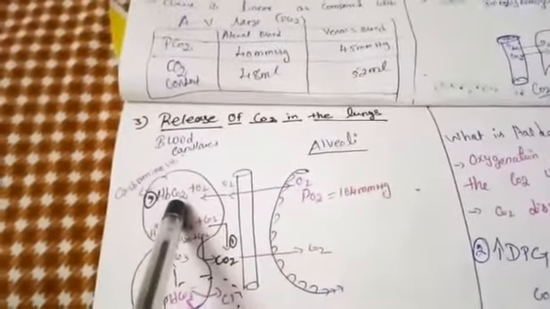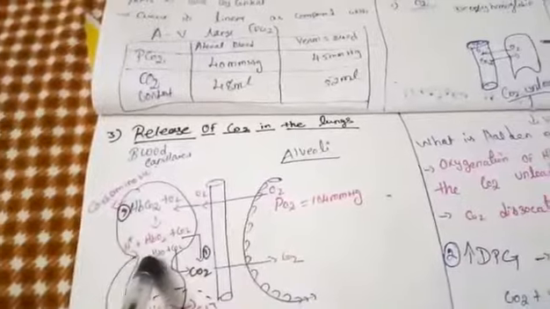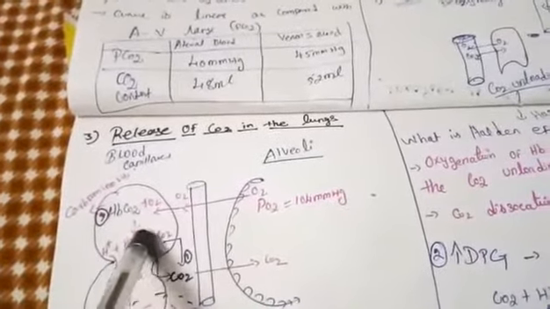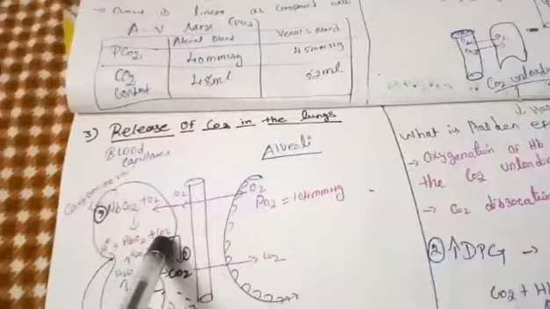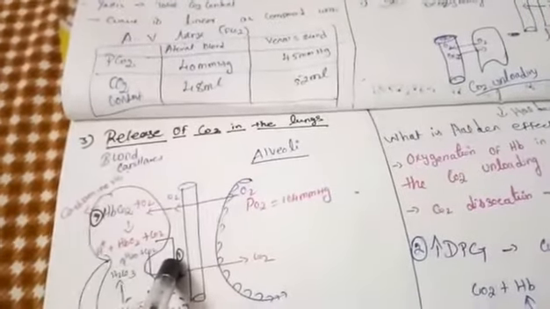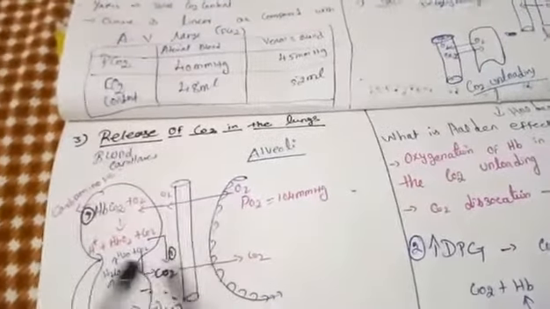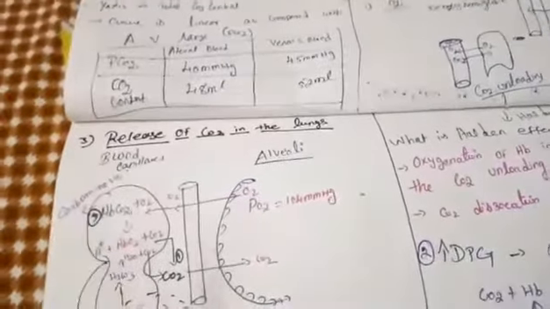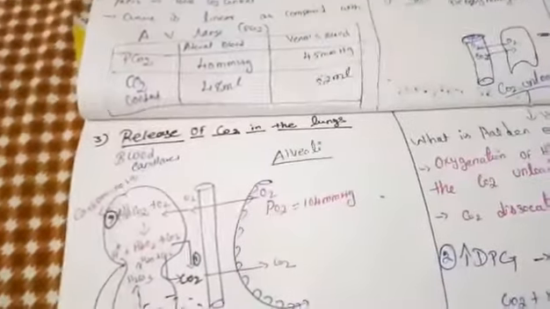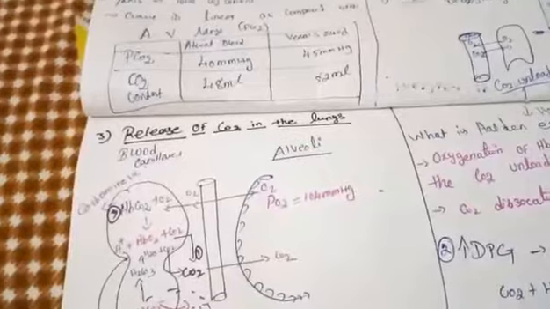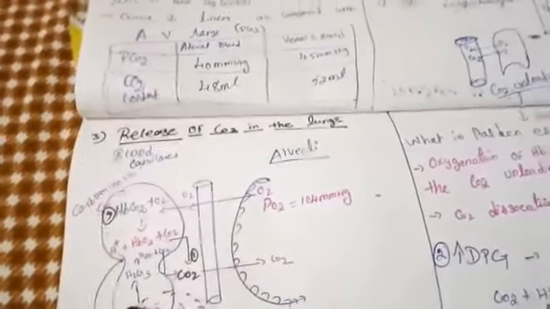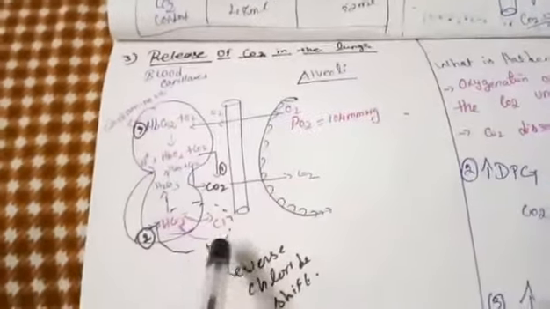So once the oxygen binds here, it will be dissociated into H plus and HbO2, which means hemoglobin bound with oxygen, and it releases the carbon dioxide. Now this carbon dioxide comes out. Second, this H plus will be present here, and the bicarbonate is present in the plasma. Now this bicarbonate goes inside and chloride comes out. This we call the reverse chloride shift.